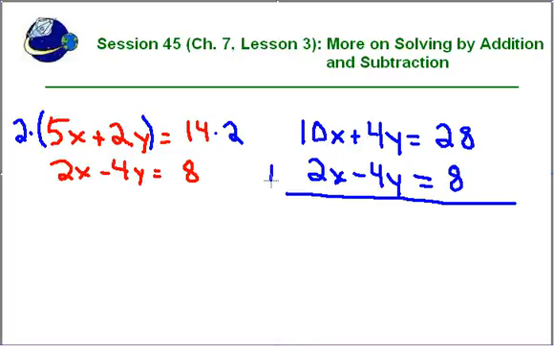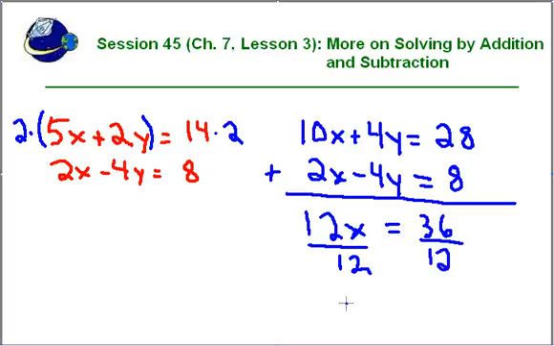Okay, once again, we are adding. So what's 10x plus 2x? Well, that's 12x. Then what is a positive 4y plus a minus 4y? That's 0. They cancel each other out. So 12x plus 0 is just simply 12x. That's what we're left with on the left side. On the right-hand side, 28 plus 8 is 36. We are now left with 12 times x equals 36. To undo the multiplication by 12, we need to divide both sides by 12. 12 times x divided by 12 is just simply x. And then on our right side, 36 divided by 12 is 3.